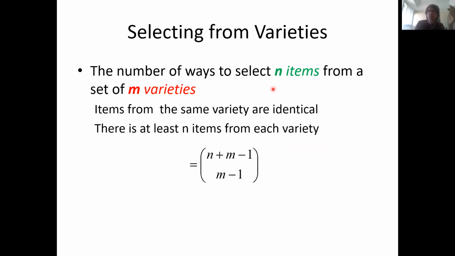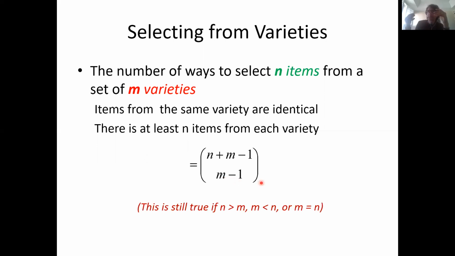You have n items. They come with m varieties, m flavors. You can encode them. There is a bijection between such selections and binary strings of length number of items plus the number of varieties minus 1, because that's the length of each encoding. And what the encoding is about: the number of varieties minus 1 is the number of these variety boundaries that you're going to place. So this is the length, and this is the choice of the number of positions that you have to choose, right?